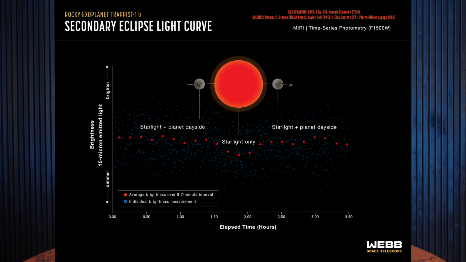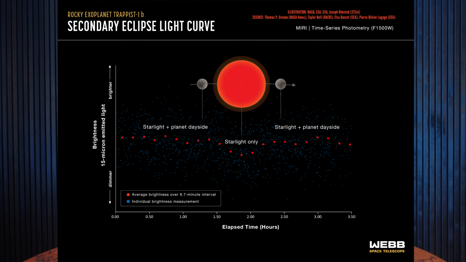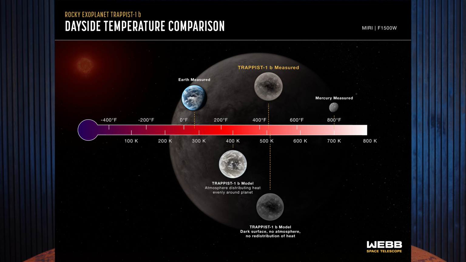The blue squares are individual brightness measurements through MIRI's F1500W filter, which only allows light from 13.5 to 16.6 microns to pass through it. The red circles are the averages that make it easier to see the changes over time. It's pretty remarkable that we were able to even get these measurements, considering the change in brightness during the secondary eclipse was only 0.1%. But MIRI was sensitive enough to detect changes up to 0.027%. The temperature was about 450 degrees Fahrenheit. This suggests that the planet has no atmosphere and there's no mechanism to redistribute heat between the night and the day sides of the planet.